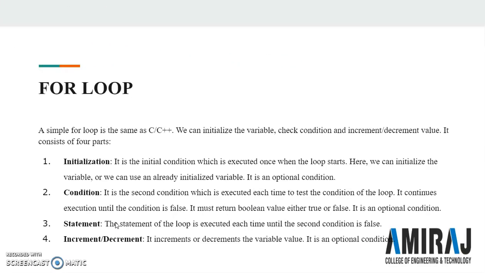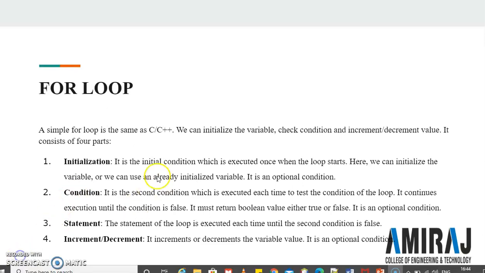After that, for loop. It is the same as we have learned in C++. A for loop has four parts: initialization, condition, statement, increment and decrement. Initialization is executed once when the loop starts. Initialization is the initial condition of the for loop. After that, the condition is executed each time to test the condition of the loop. It returns a boolean value, either true or false.